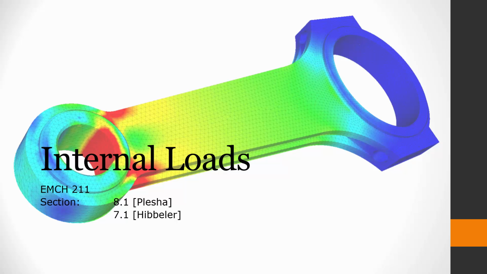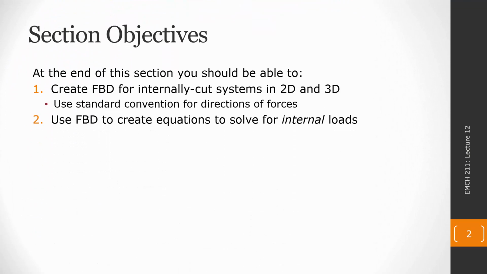Internal loads. By the end of this section, you should be able to create the correct free body diagrams for internally cut systems in 2 dimensions and 3 dimensions, and in the free body diagrams, use the standard convention for the directions of normal forces and torsions. Then, using these free body diagrams, you should be able to create the equilibrium equations to solve for the 3 internal loads in 2 dimensions and the 6 internal loads in 3 dimensions.